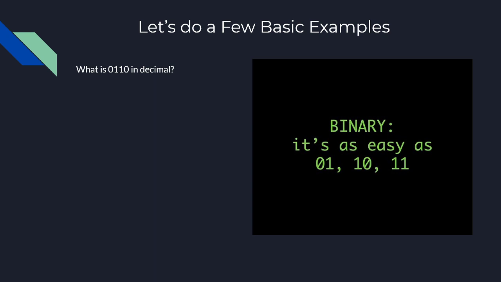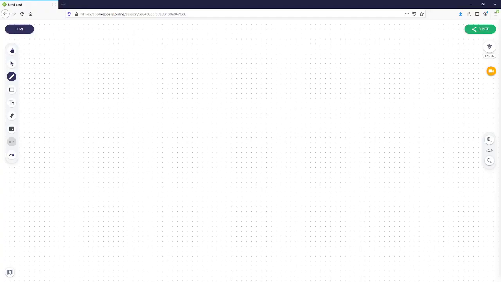So what is 0110 in decimal? So let me go over to my little live board, and I'm going to try to write. Unfortunately, I have lost my pen for my tablet, so I'm just writing with my mouse. So if we start with 0110, yeah, there are 10 kinds of people.